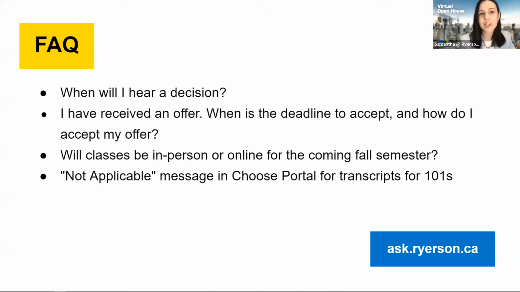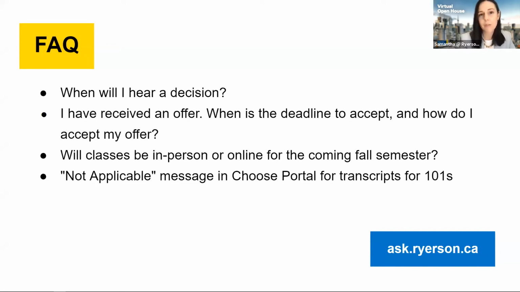Now, I'd next like to address some of the common questions that we're getting from students right now, and hopefully this information will be helpful to you. First question, when will I hear a decision? Ryerson releases decisions on a continuous rolling basis. We continue to review applications on an ongoing basis, so be sure to keep checking your Choose Ryerson portal page for all updates to your application.